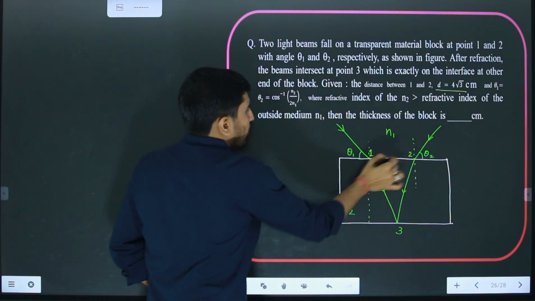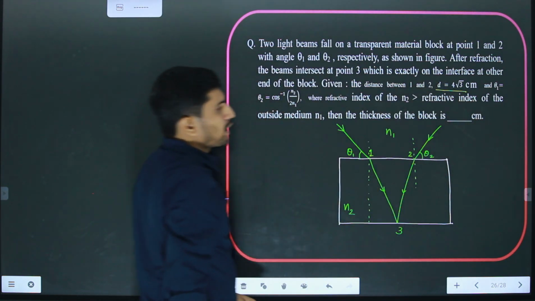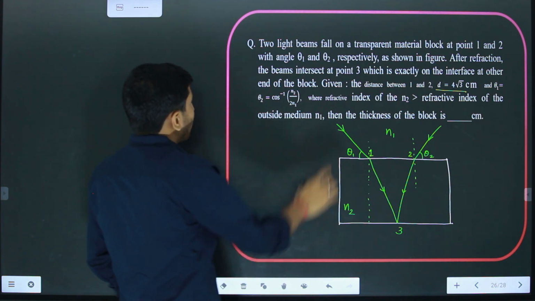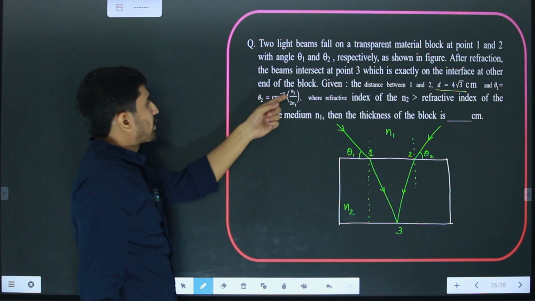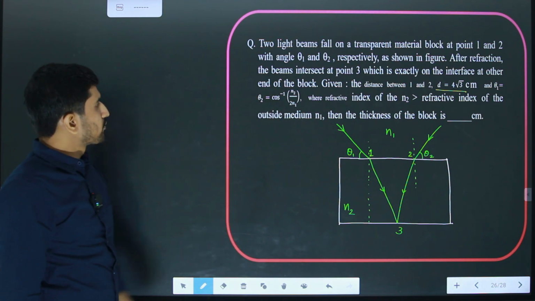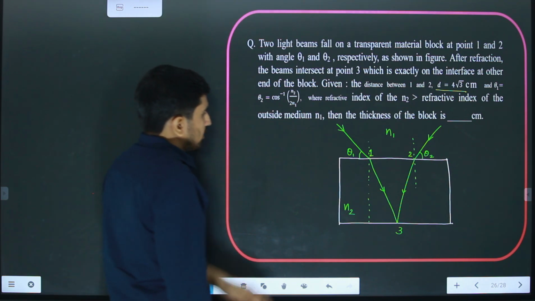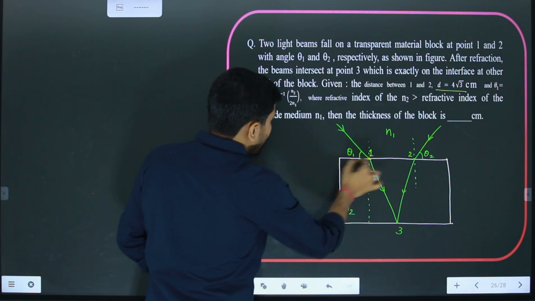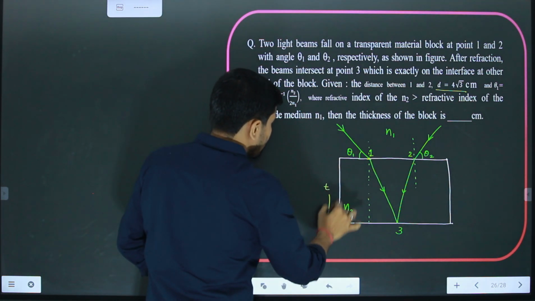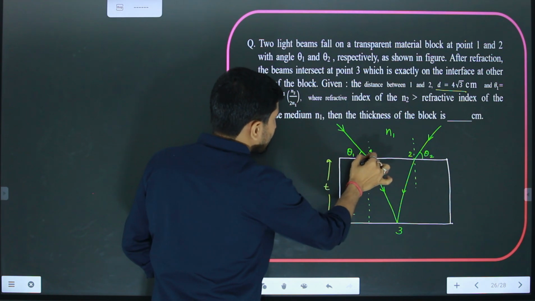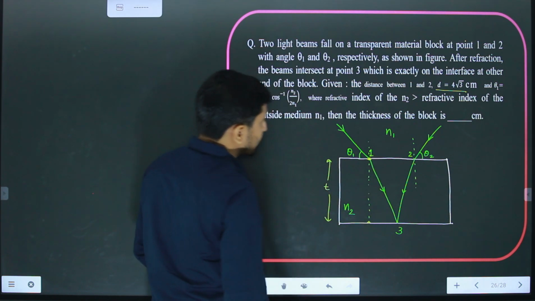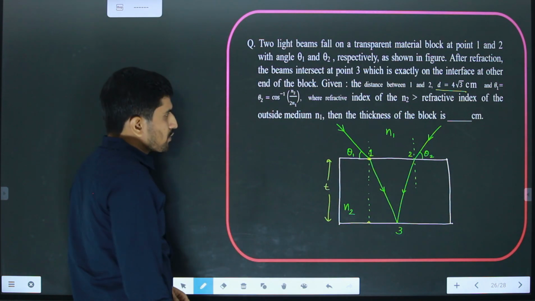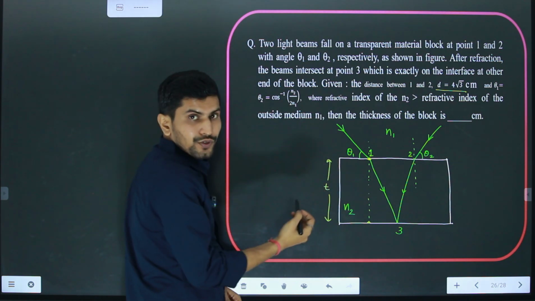Some data are given. The distance between point 1 and point 2 is equal to 4 multiplied by square root of 3. Theta 1 equal to theta 2 equal to cos inverse of n2 by 2n1. What is this thickness? This thickness is nothing but the distance between this point and this point. So how will we approach this problem? Let's apply Snell's law first.